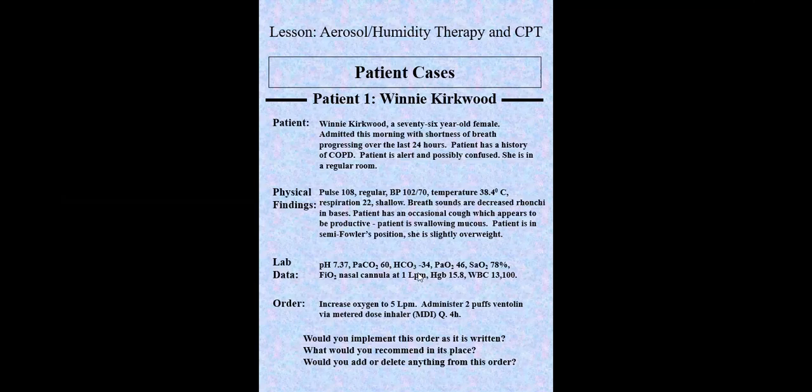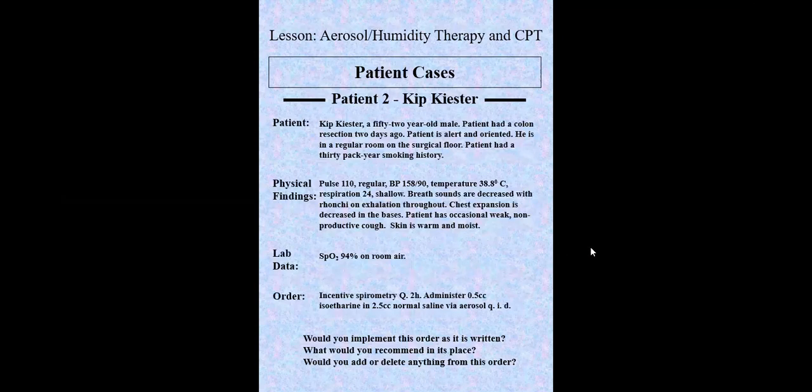All right. Let's look at Mr. Kip Keister. Kip Keister is a 52-year-old male. He had a colon resection 2 days ago. So he had surgery 2 days ago. Okay. Patient is alert and oriented. He is in a regular room on the surgical floor. He had a 30-pack year history of smoking. So he has what? COPD. All right, so we know he got COPD too. Because he's been smoking 2 packs a day for 15 years. That's a 30-pack year history. Okay. All right.